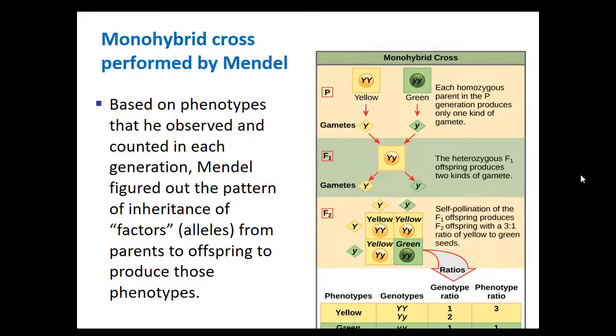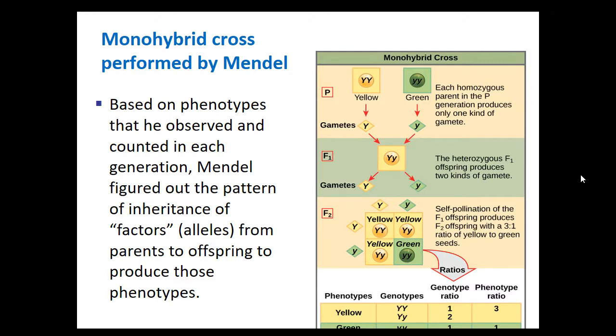But if you cross 2 heterozygous parents, you'll get 1 big Y, 2 big Y, little y, and 1 little y. So that's the genotype ratio. The phenotype ratio is 3 yellow to 1 green. And so he was getting this 3-to-1 ratio in that F2 generation.